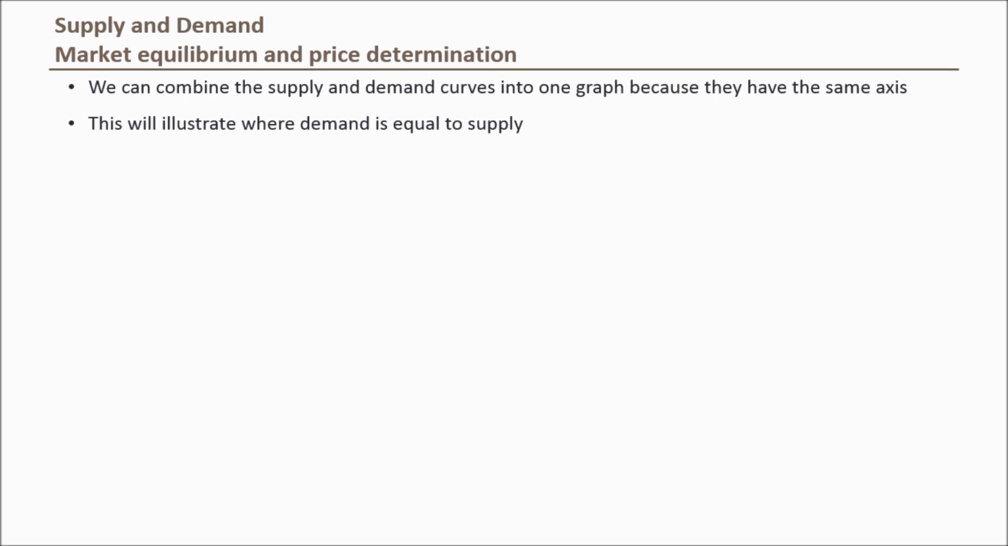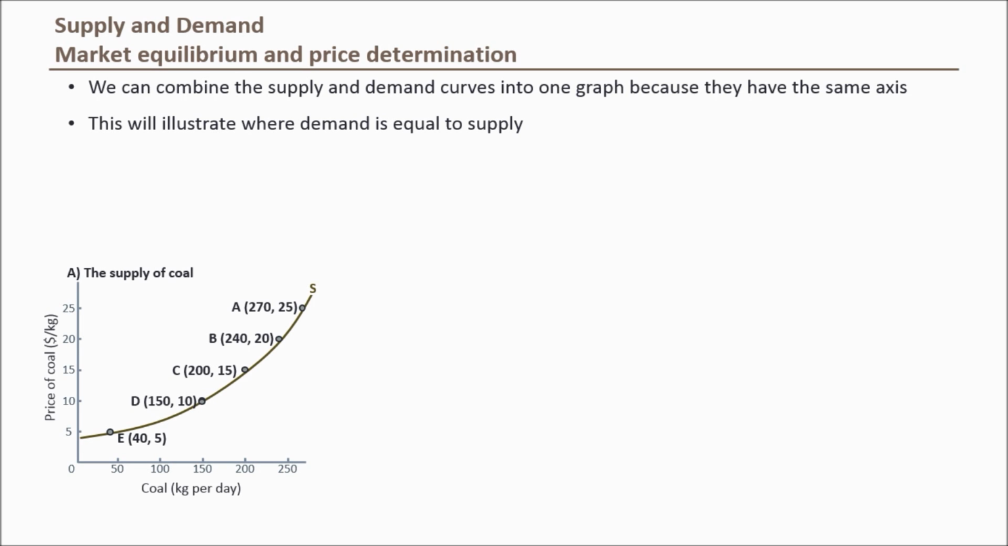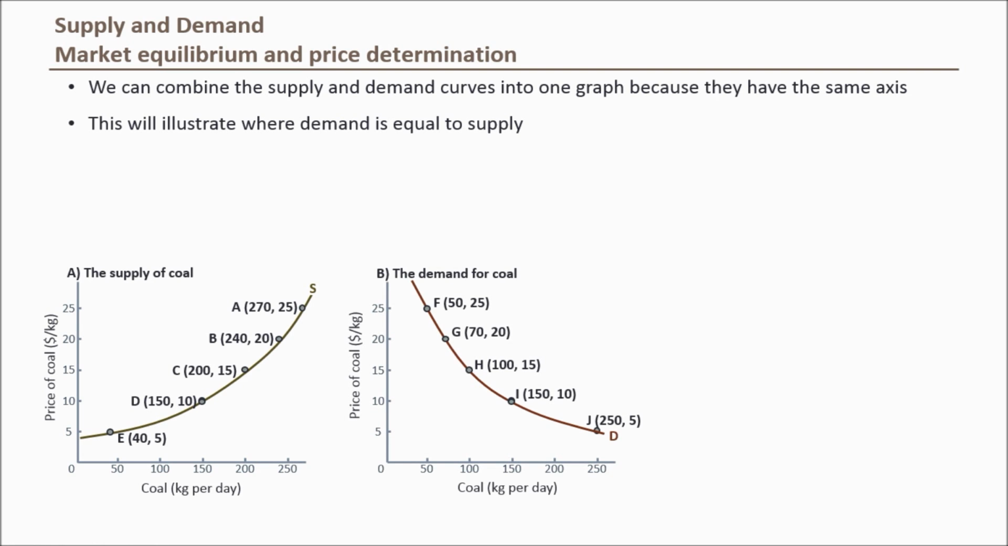this market. In Figure A, we have the standard upward sloping market supply curve for coal labeled S. If you have forgotten why the curve is upward sloping, go back and refresh your memory before continuing. In Figure B below, we have the standard downward sloping market demand curve for the same coal market labeled D.